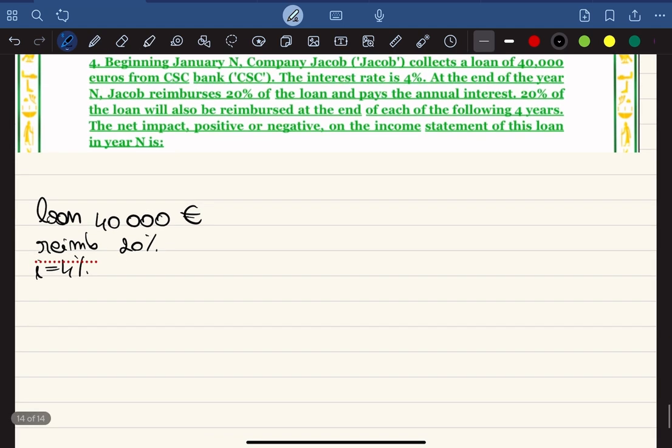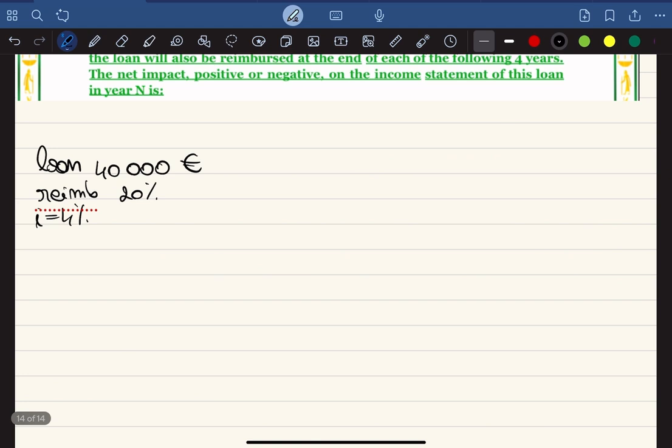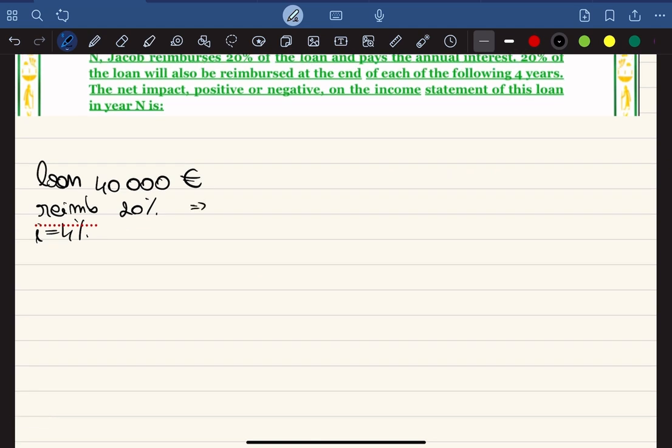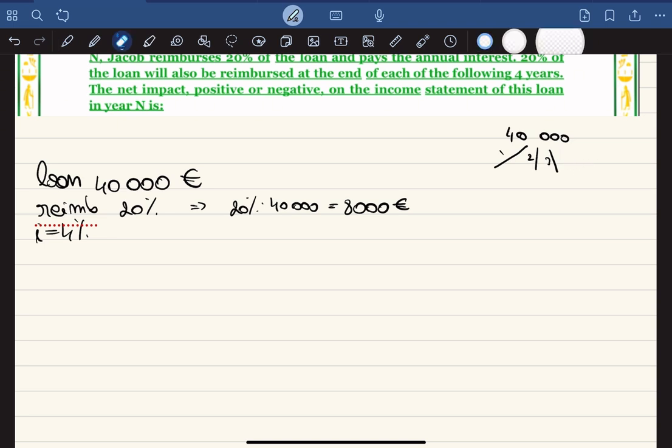So, reimbursements, you pay 20% each year for 5 years until the whole loan is paid back. So, 20% out of 40,000 is gonna be 8,000 euros. This means these 40,000 euros that you loaned from the bank during 5 years, you pay back each year 8,000 euros, until after 5 years, you've paid the whole loan back.